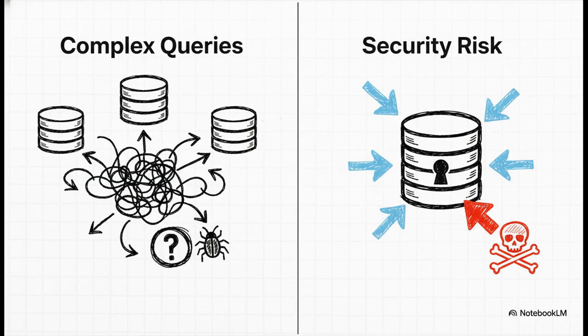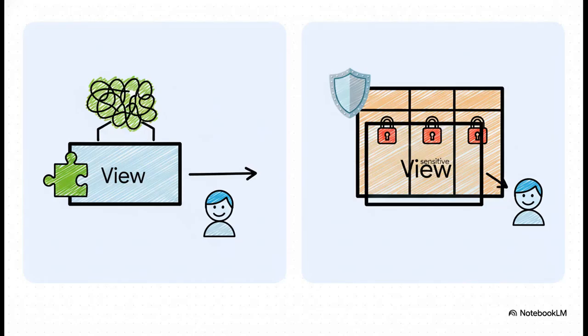So why do we even need them? Well, it usually comes down to two big problems. First, real-world queries can get incredibly messy, with tons of joins, and it is a huge pain to write and debug those over and over again. And second, just giving every user and every application direct access to your core tables, that's a massive security risk waiting to happen. And this is where views are just brilliant.